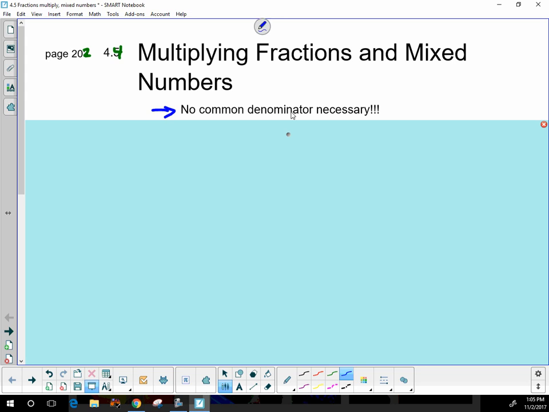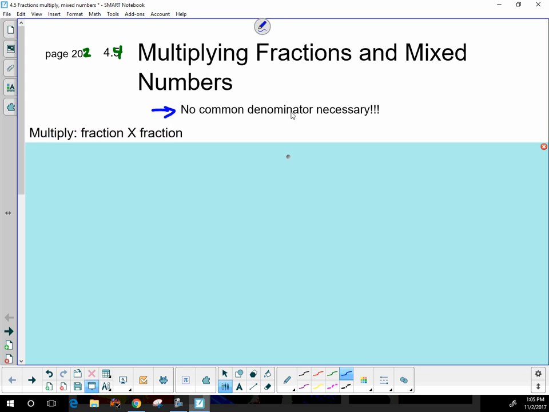In fact, I'm actually going to show you a way to make canceling and reducing before you even start working on your problem. Let's just first look at how to multiply a fraction by a fraction. Again, at any time, if I'm going too fast, please just pause the video. You can back it up and watch it again.